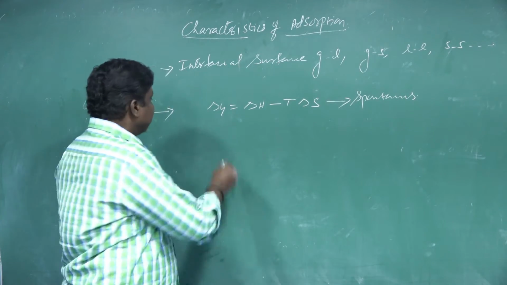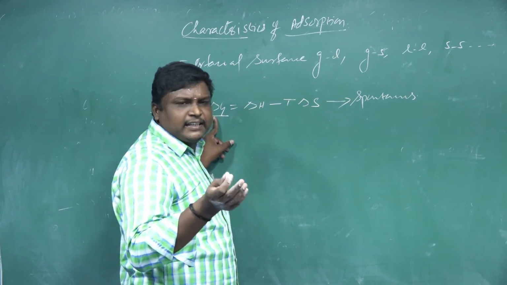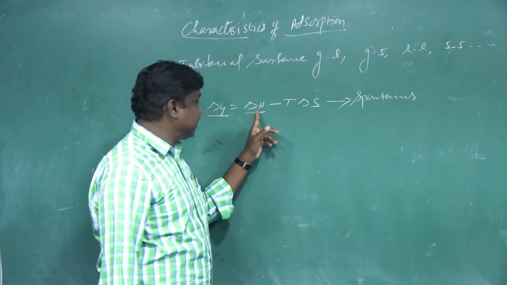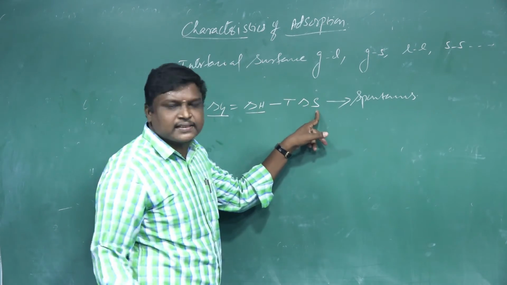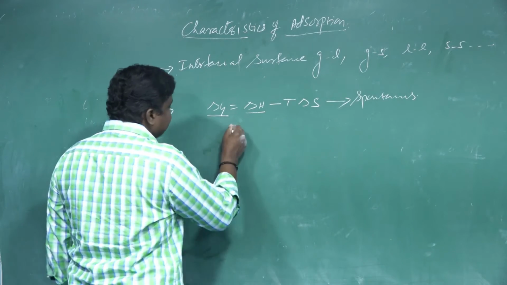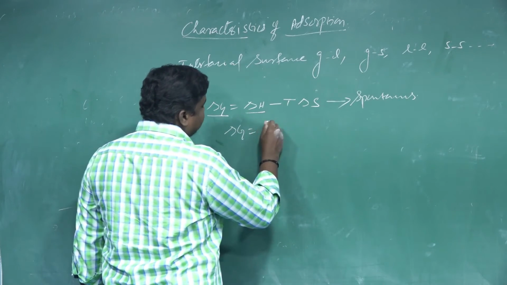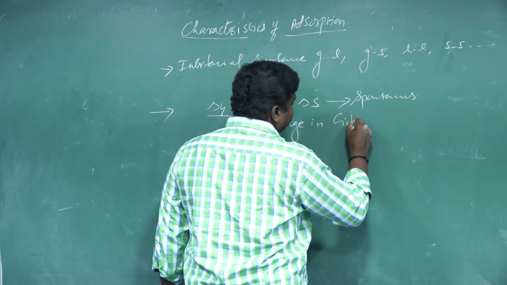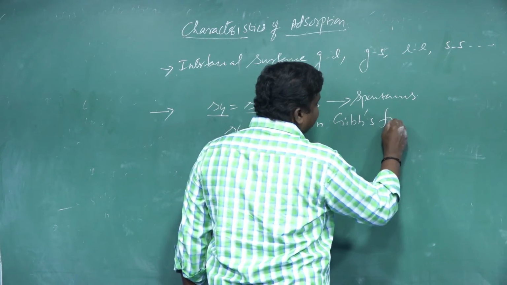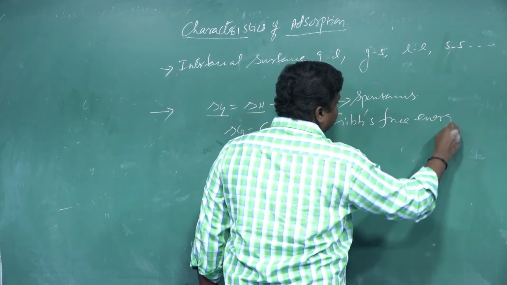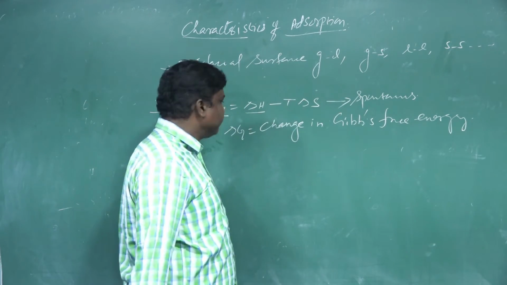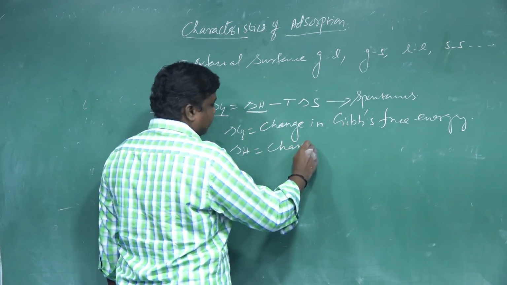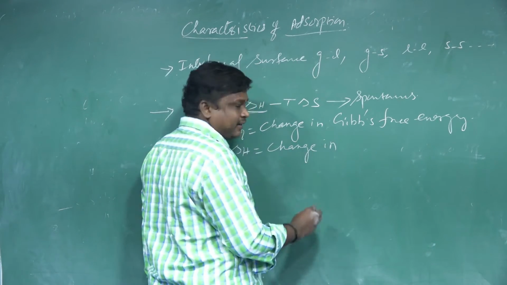Del G is the change in Gibbs free energy. Del H is the change in enthalpy. Del S is the change in entropy.